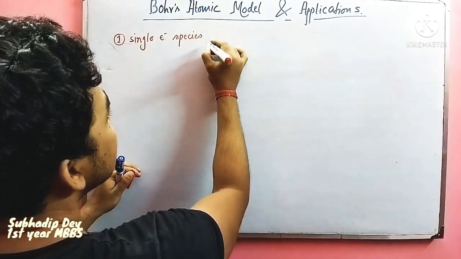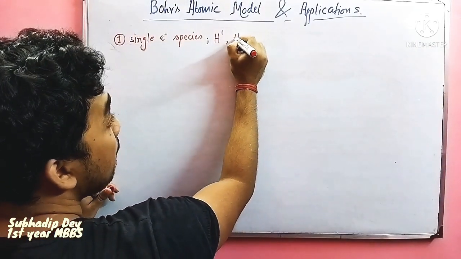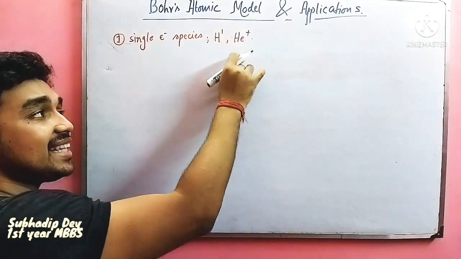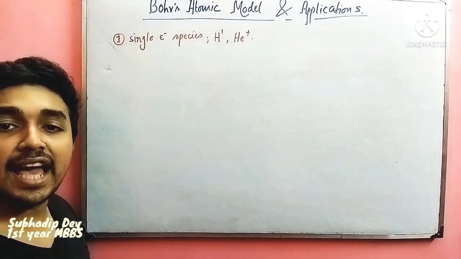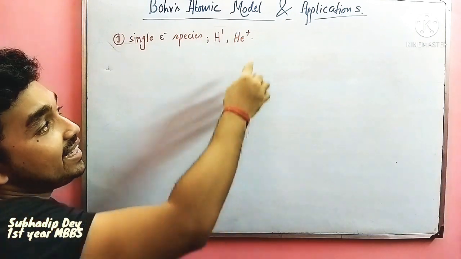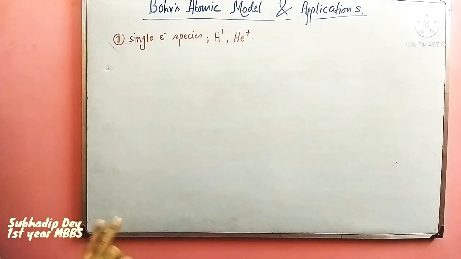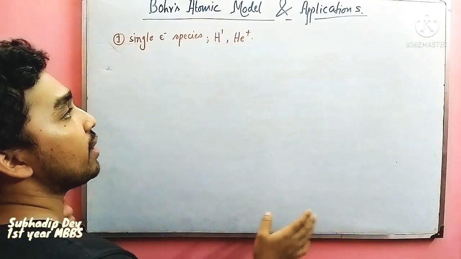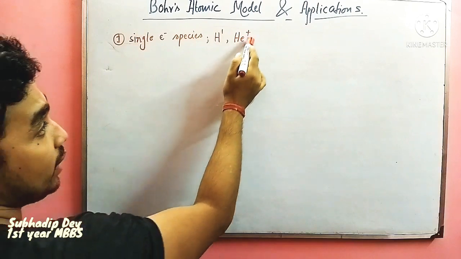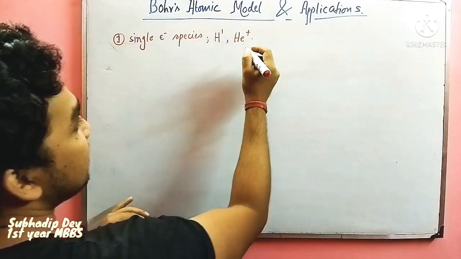Let us take some examples, like the hydrogen atom. Next, the helium plus ion. What does this mean? A neutral helium atom consists of 2 electrons, and here you can see a positive sign, which means one of the 2 electrons has gone away from its orbit, so it has left 1 electron. So He+ is also a single electron species.